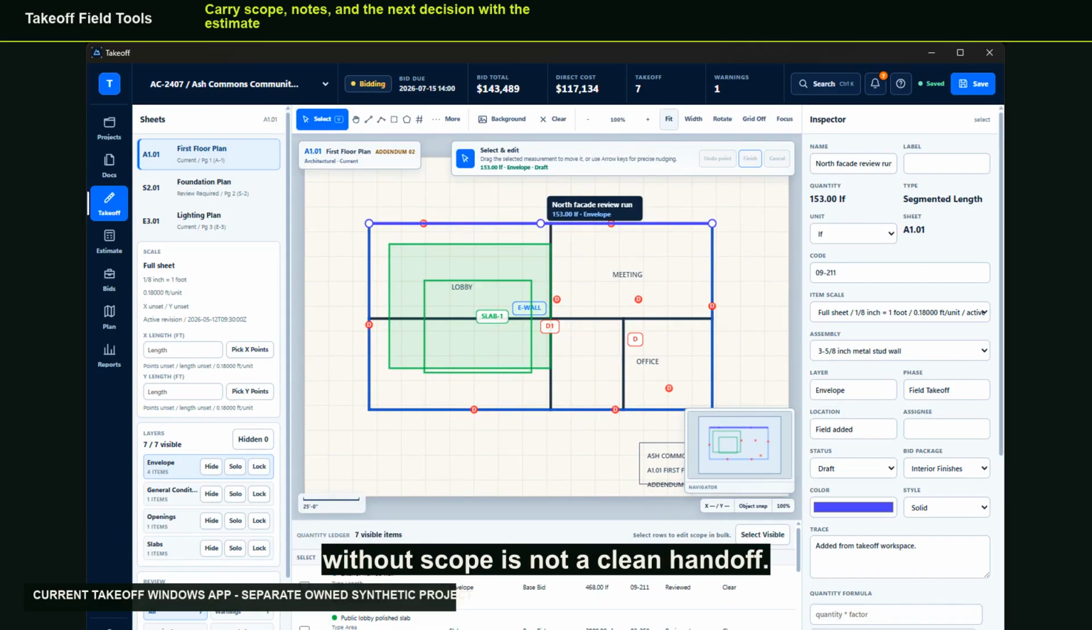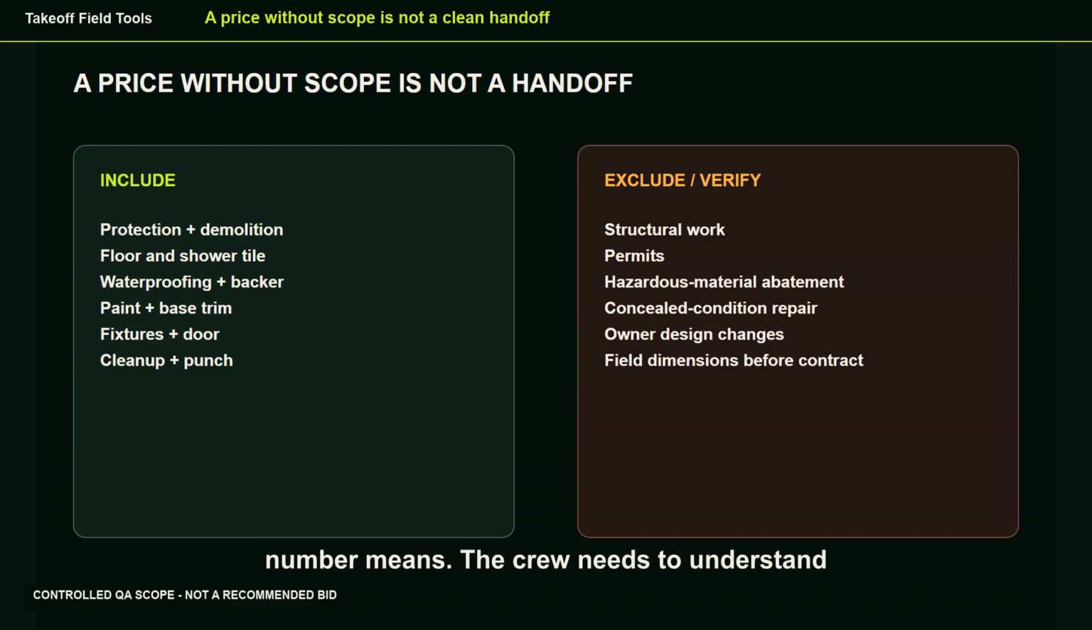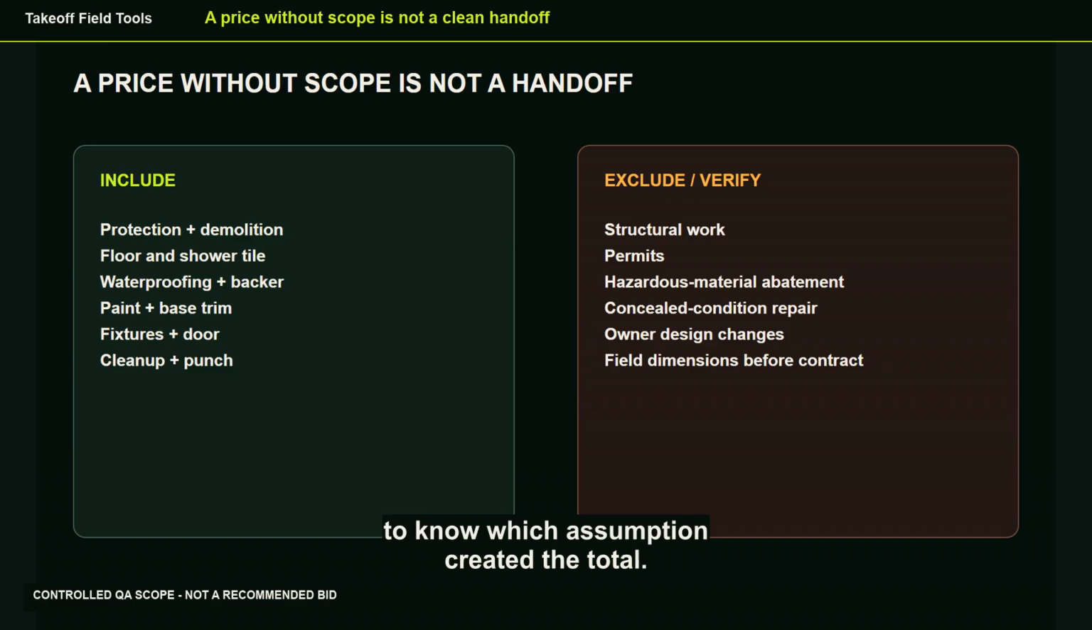A price without scope is not a clean handoff. The client needs to understand what the number means. The crew needs to understand what was carried. The next estimator needs to know which assumption created the total. Inclusions, exclusions, qualifications, alternates, and the next required decision are not decorative notes. They are how estimating knowledge moves efficiently.